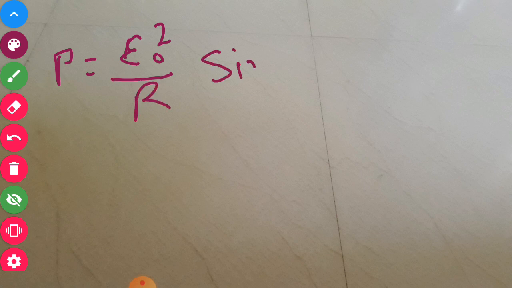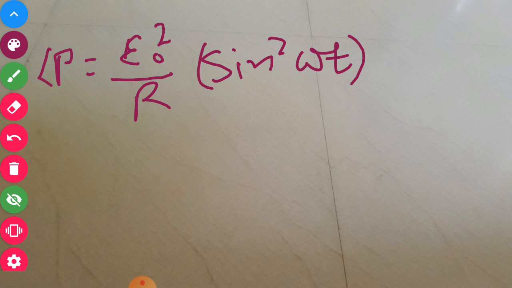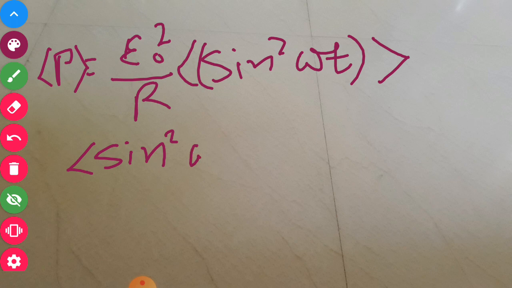Now try to understand power. E0 square upon R sin square omega t, I have just written in a different way. Now if you want to find average power, then you have to take the average of this sine square, and the average of sine square theta is 1 by 2. The average of sine square omega t over the entire period is 1 by 2.